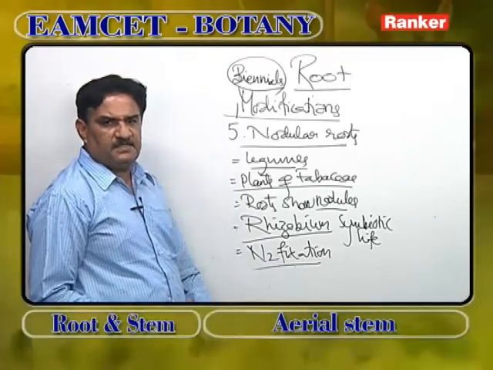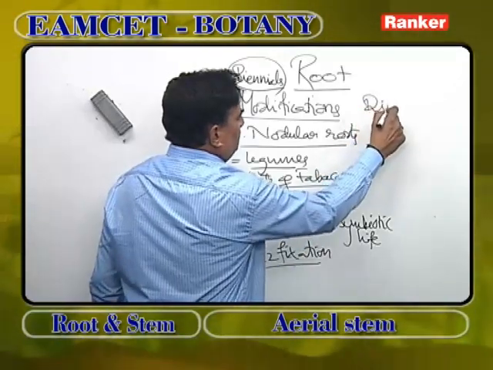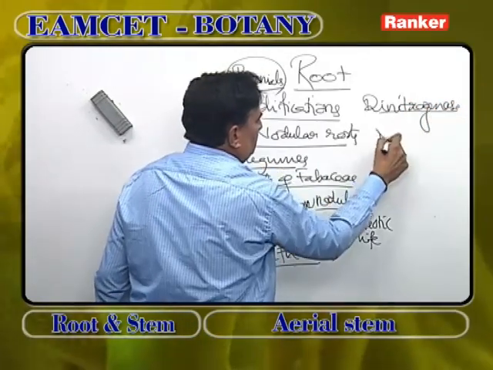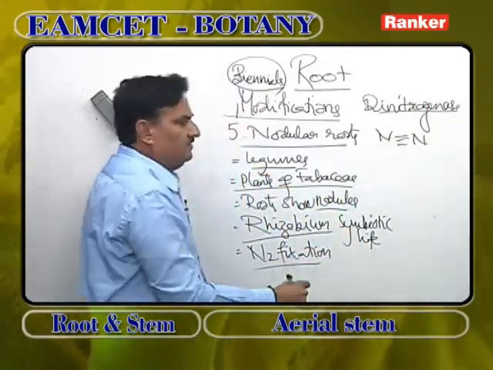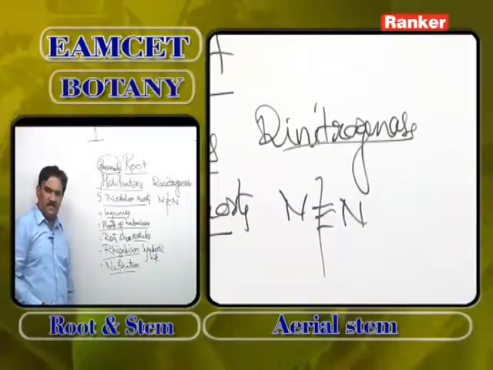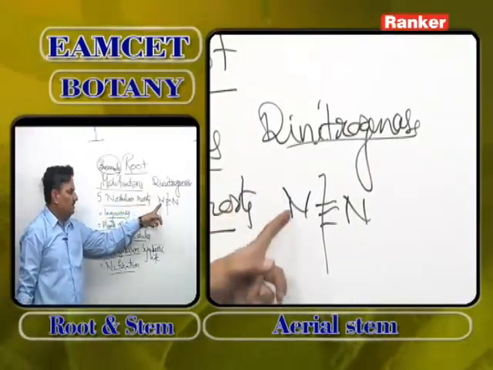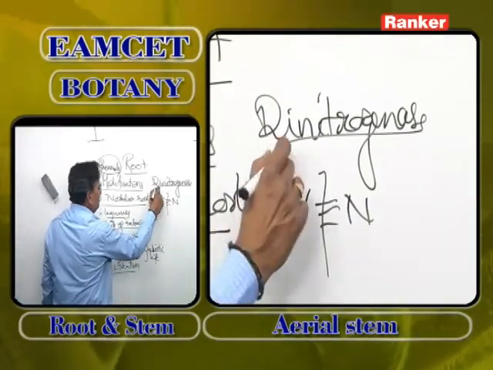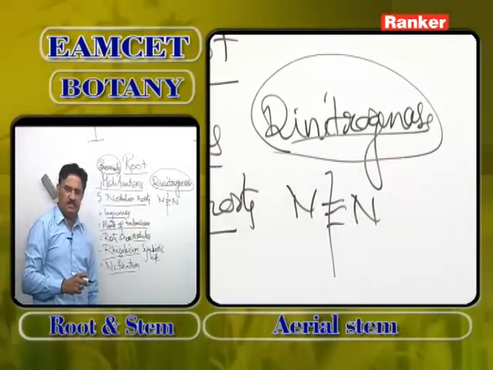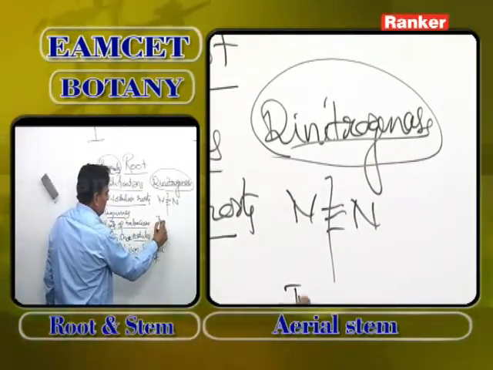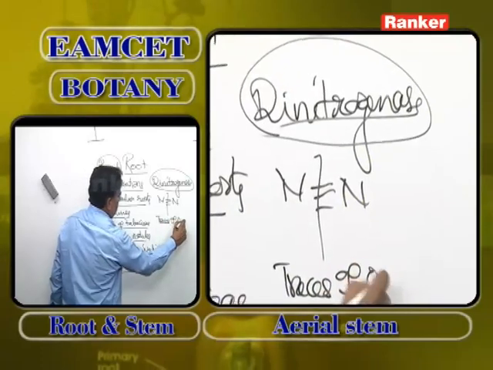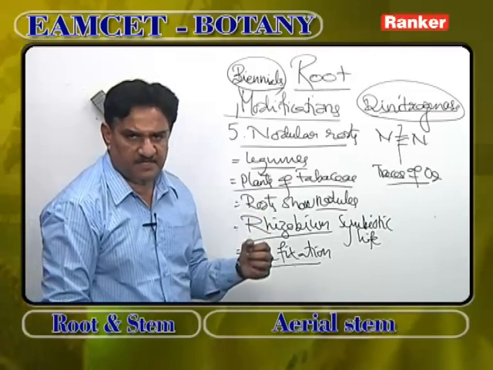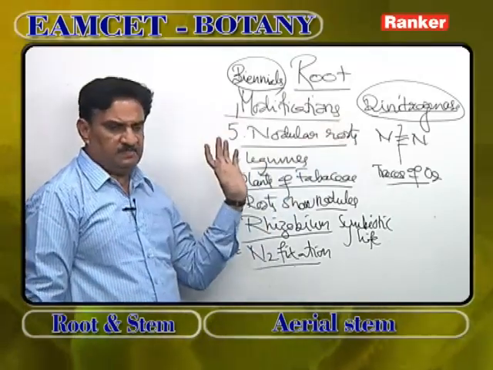Why does Rhizobium help in nitrogen fixation? Because Rhizobium contains a special enzyme called dinitrogenase, which can break the triple bond between nitrogen. So dinitrogenase can break the triple bond of dinitrogen. Another important feature is that dinitrogenase becomes inactive even if traces of oxygen are there. Even if a small amount of oxygen is in the surroundings of dinitrogenase, it will definitely become inactive.